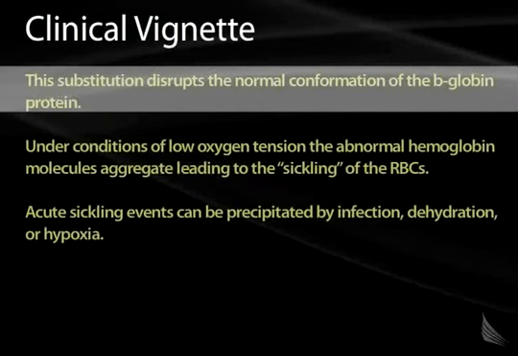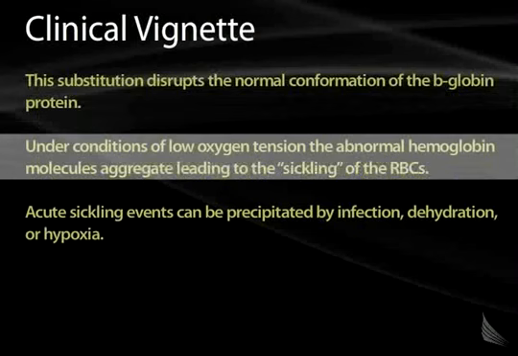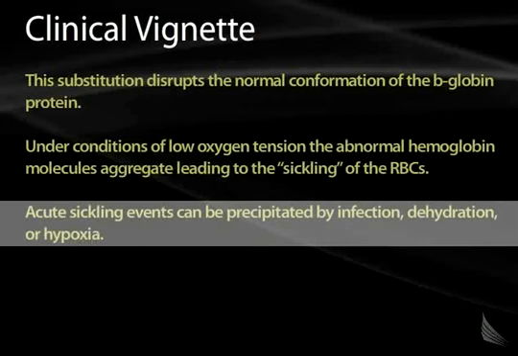Now, the substitution of this hydrophobic amino acid for what is normally a charged amino acid completely disrupts the normal function of the beta globin protein. And when this structure is disrupted, especially under conditions of low oxygen tension, the abnormal hemoglobin molecules tend to aggregate to one another. And this leads to the typical sickling morphology that we saw in those red blood cells. The situations in which low oxygen tension can lead to this event are things like infection, dehydration, or hypoxia.